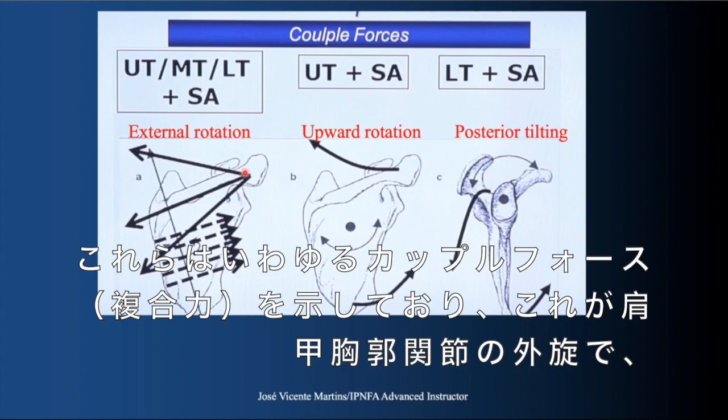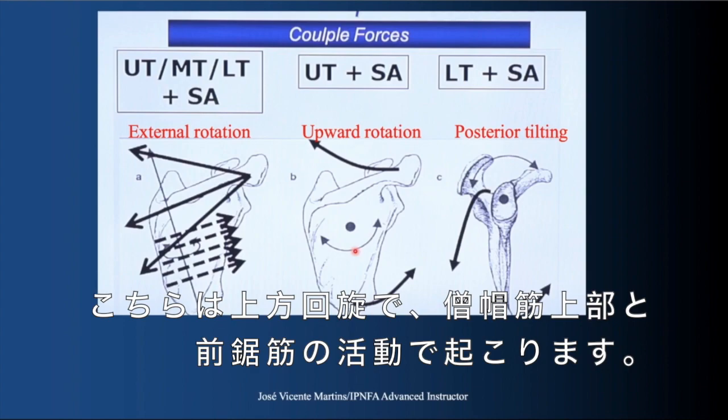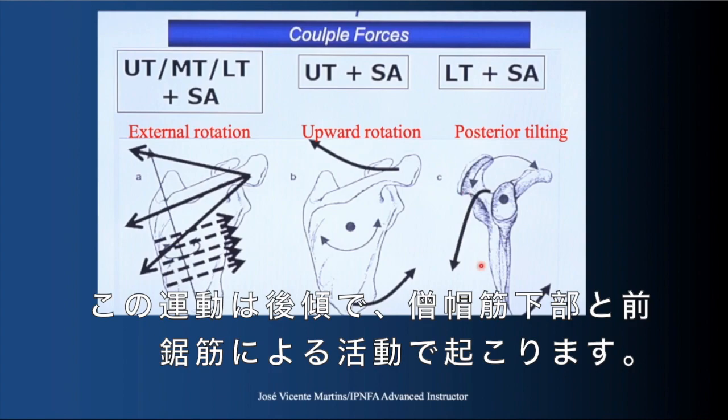In this movement, external rotation of the scapulothoracic joint, we have the activity of the upper trapezius, mid and also lower trap, plus serratus anterior. Here, when we talk about upward rotation, we have upper trap and also serratus anterior. And for this movement, posterior tilting, we have lower trap and also serratus anterior.